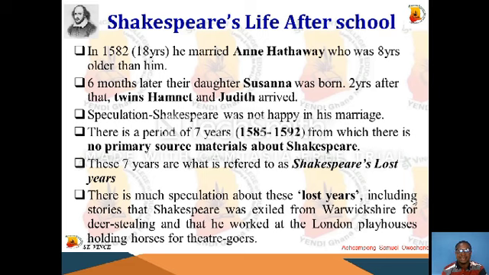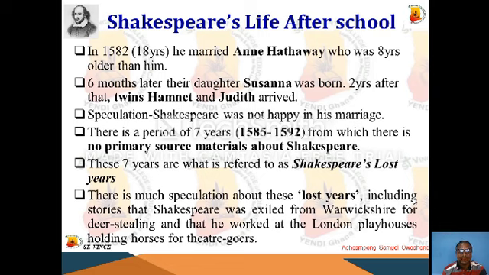And then 6 months later, their daughter Susanna was born. So what does it give you? What clue does it give you? He married at 18, and in 6 months his first daughter, Susanna, was born. Find out what happened. What does this imply? What does it mean?